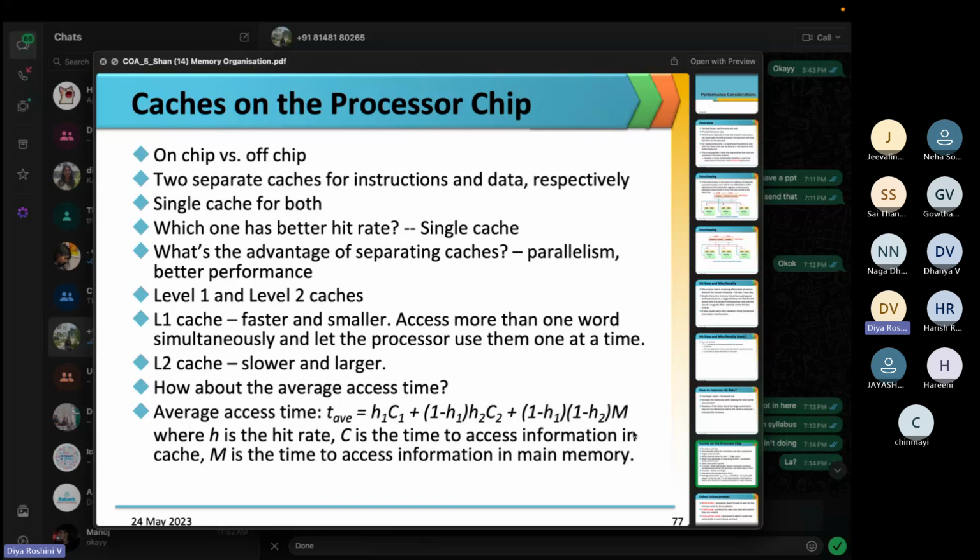I hope it's clear how this equation came, or should I explain it once more? Guys, someone please tell. Yeah, it's clear. Okay.